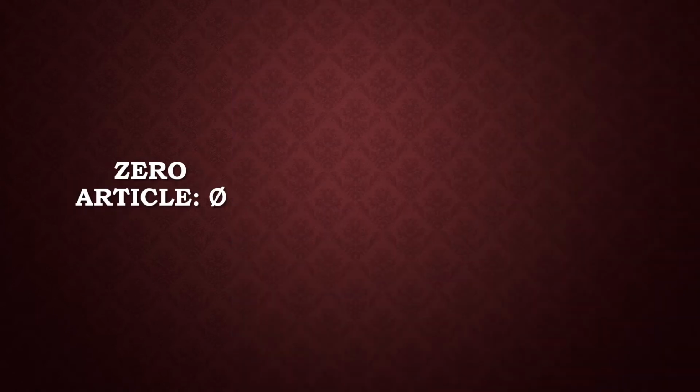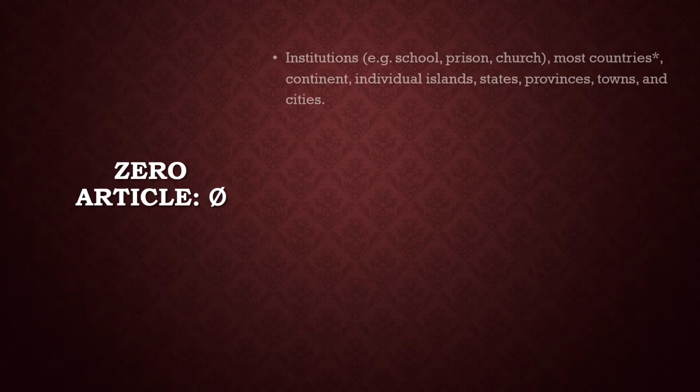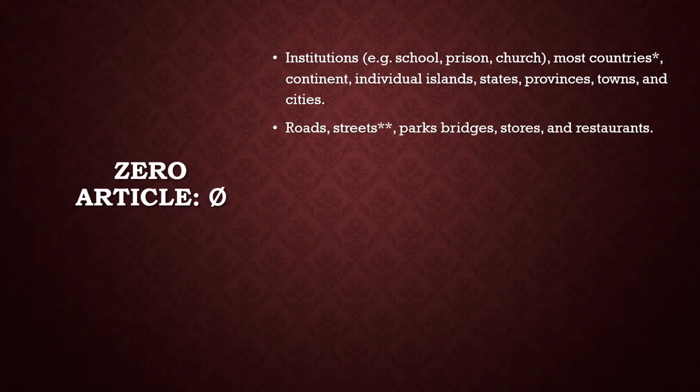Then we have zero article. This is the most general of all. We normally know that this is used with plural nouns that are acting as subjects of the sentences, and that the sentence is a generalization, is not specific. We can also use it with institutions such as school, prison, church. With most countries, continents, individual islands, not groups, individual, states, provinces, towns, and cities. We use it with roads, streets, parks, bridges, stores, and restaurants.